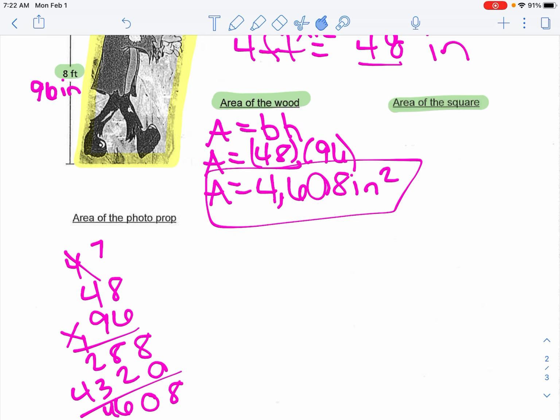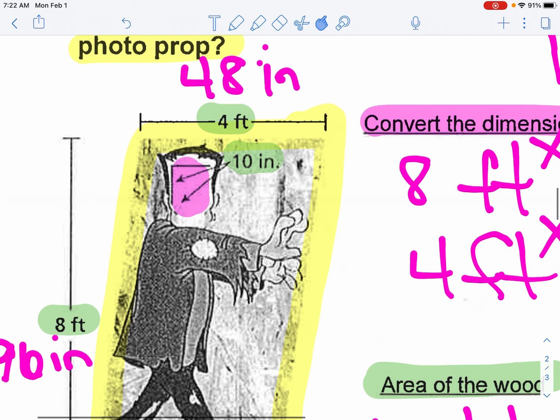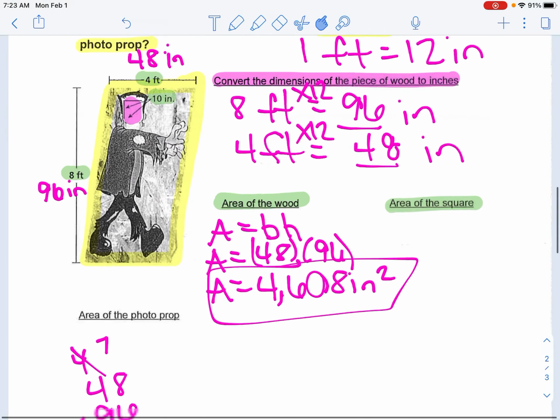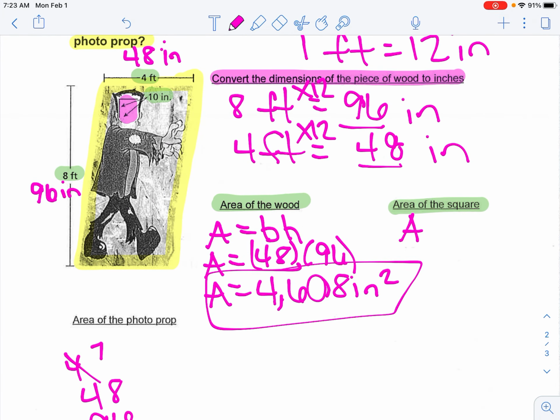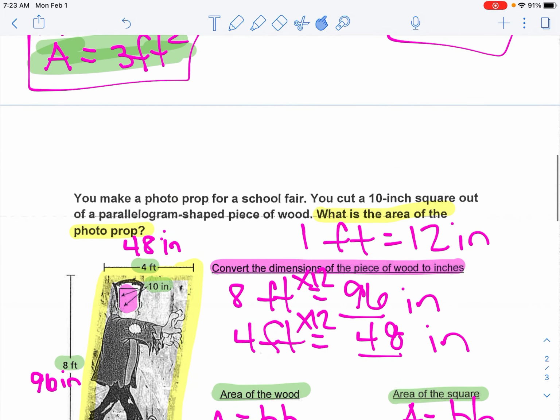Now it says find the area of the square. Let's go see what the square was. Okay, so if I look up here, I've got this little square. If it's a square, we know all sides are equal, right? So if one side is 10 inches, all sides are 10 inches. So I need 1, 2, 3 lines. The area of a square is base times height. The base is 10, the height is 10, and 10 times 10 is 100 inches squared.